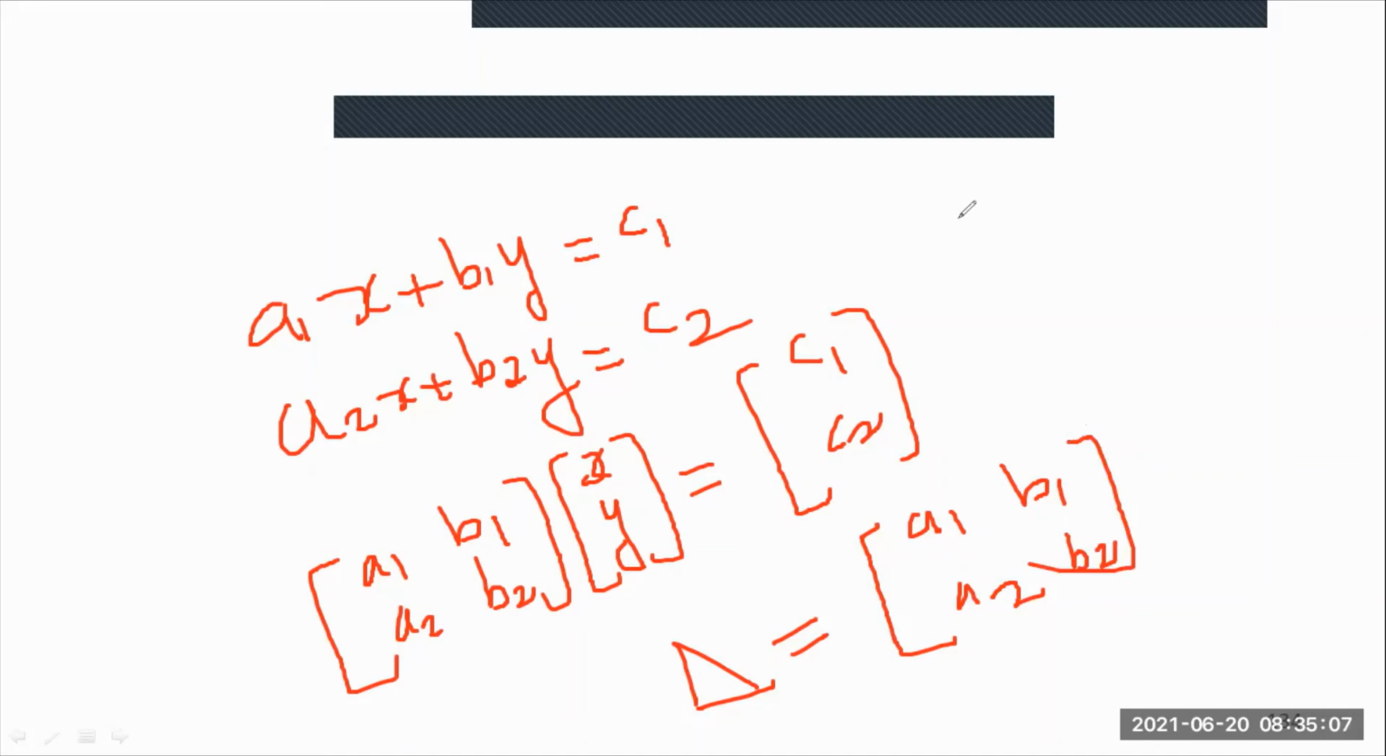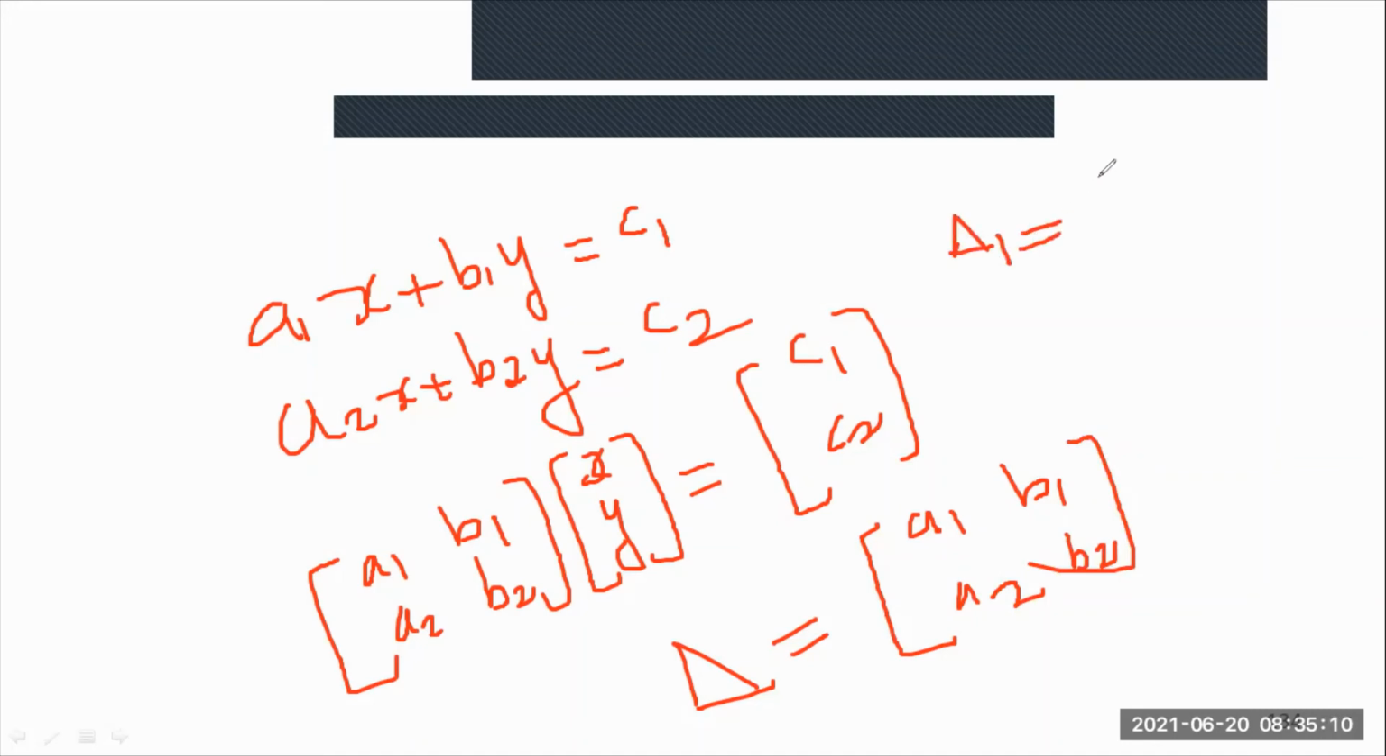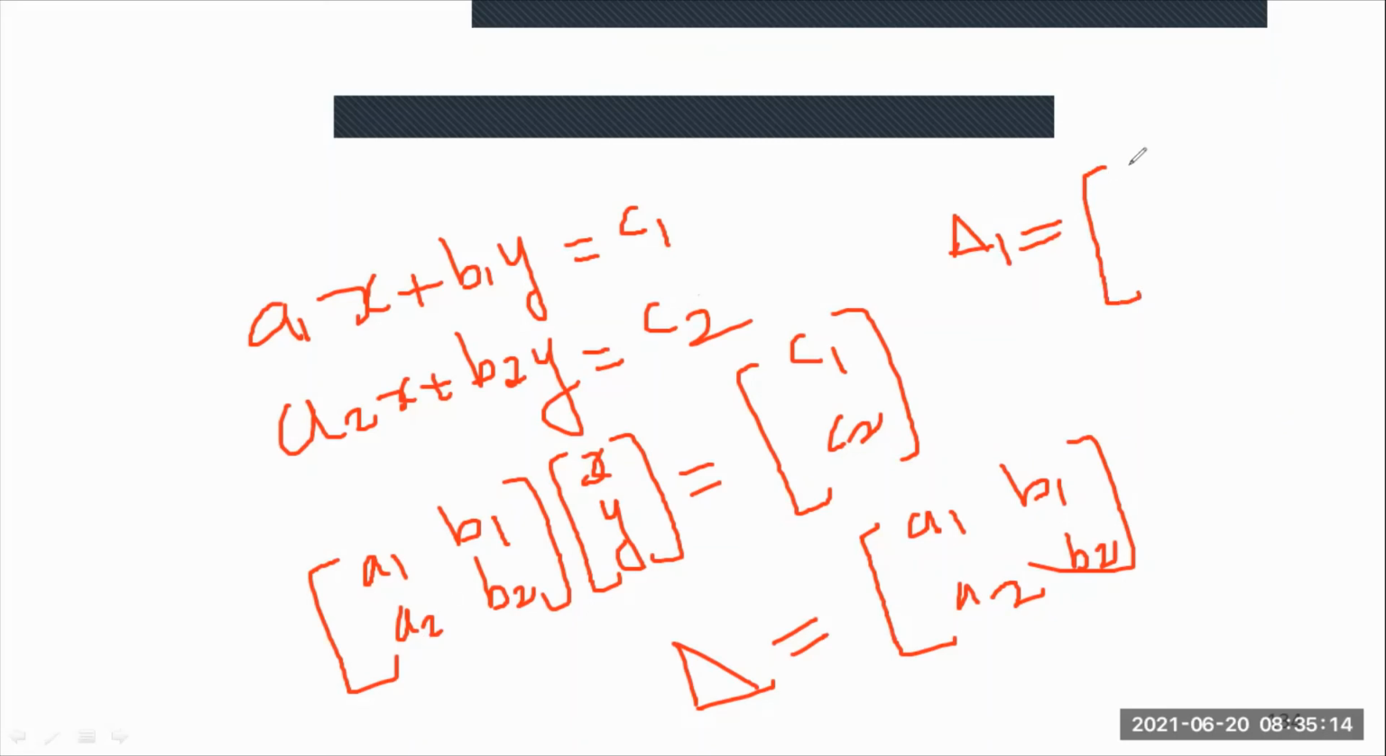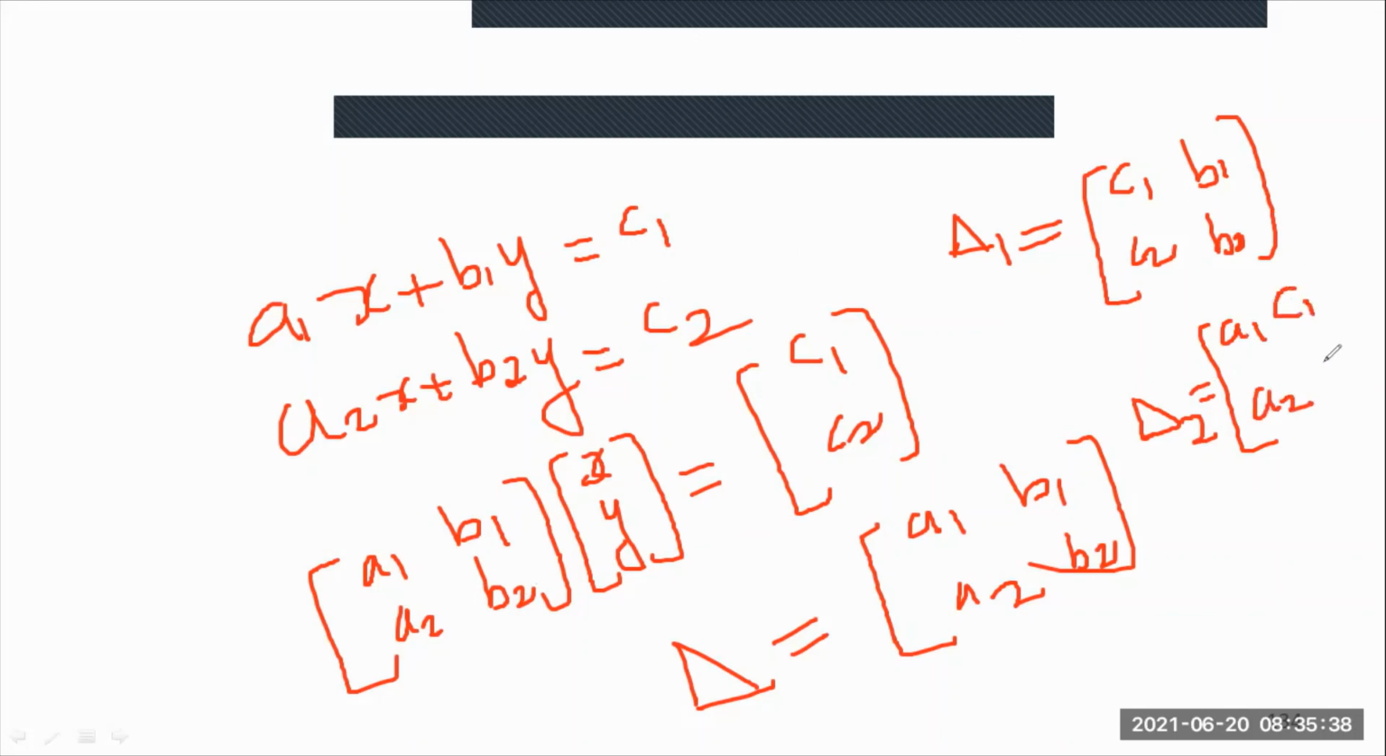Later you have to calculate delta 1. How to calculate delta 1? C1 and C2 will replace A1 and A2. So C1, C2, B1, B2. So I'll be getting delta 1. Then how to calculate delta 2? Very simple. You keep A1, A2 as it is. Now you replace B1, B2 with C1, C2. Then I am going to get delta 2.